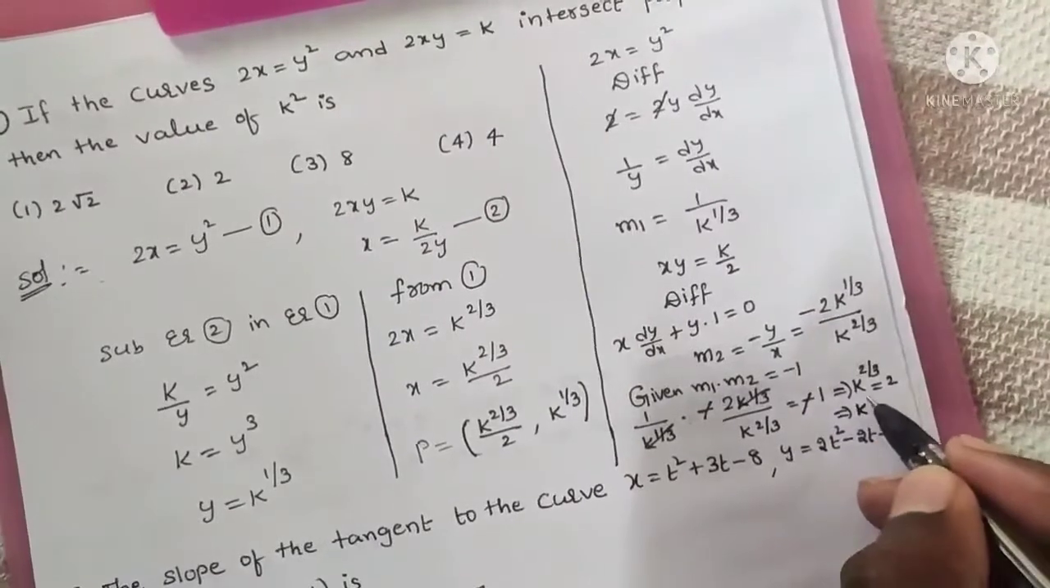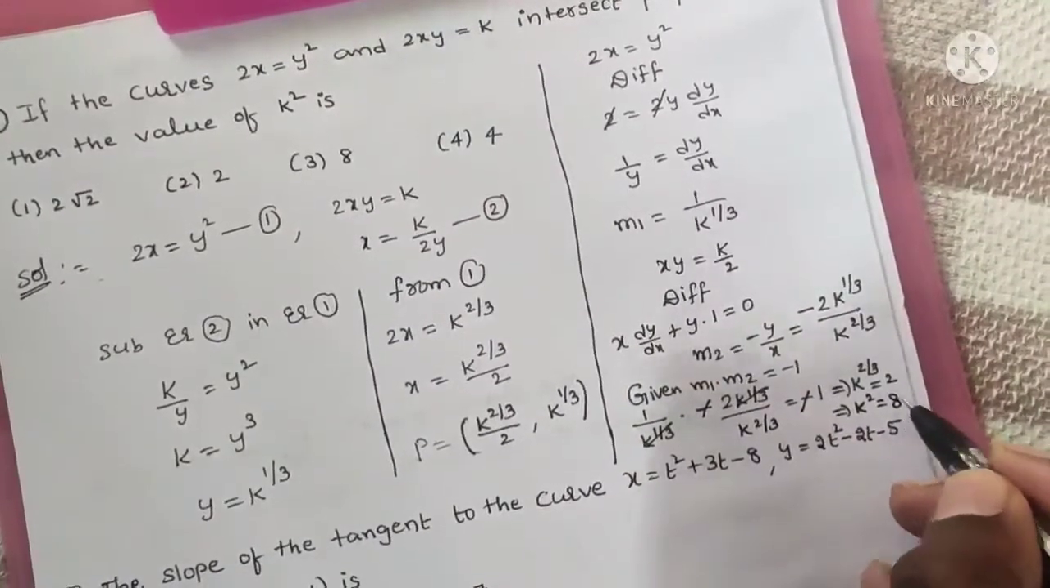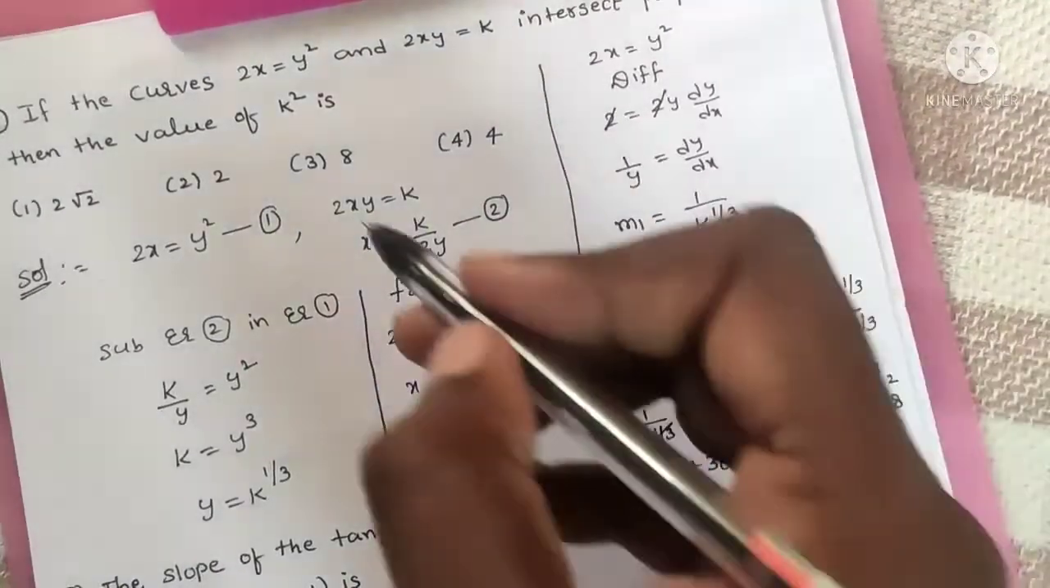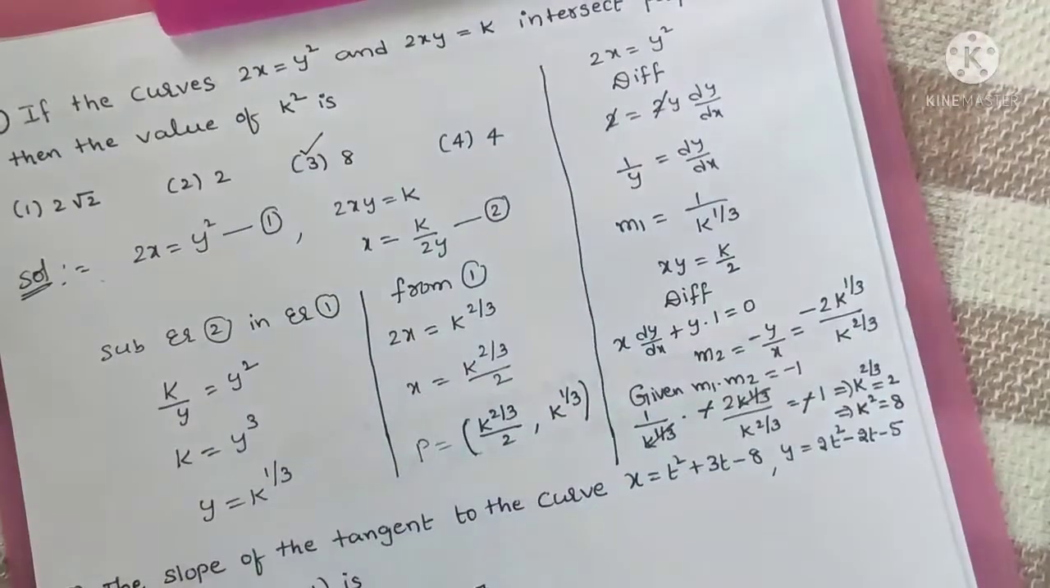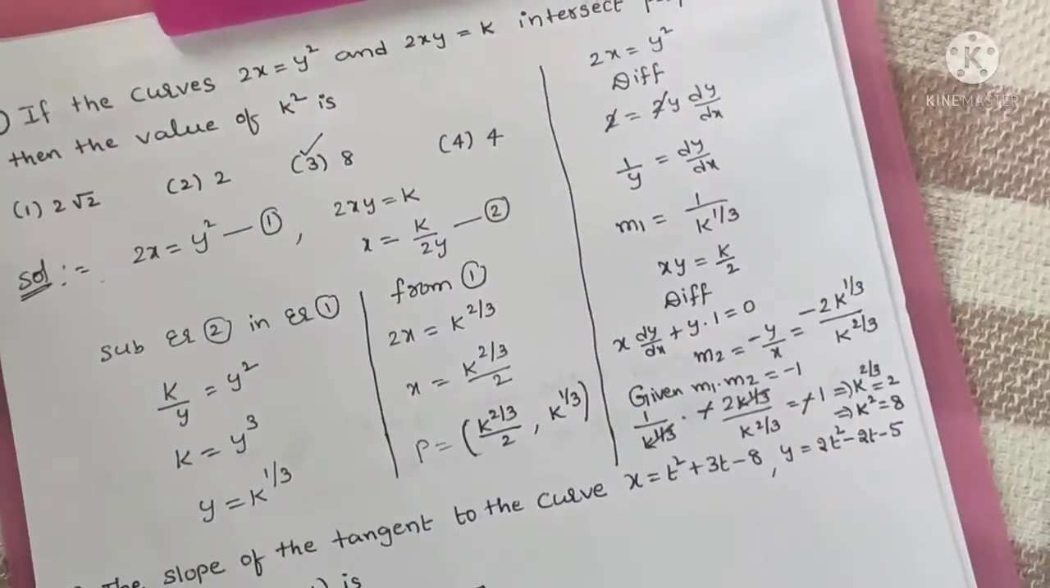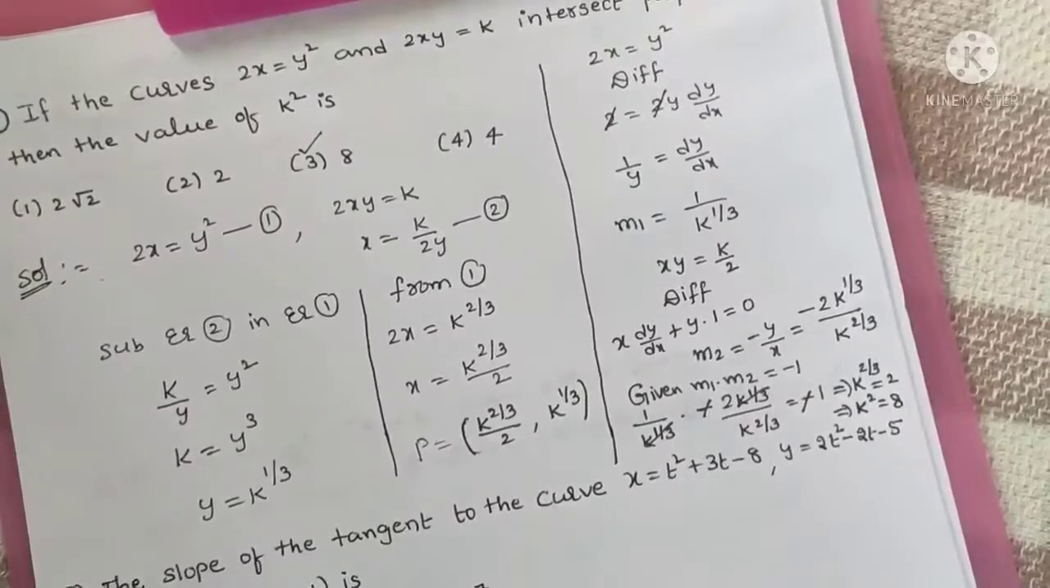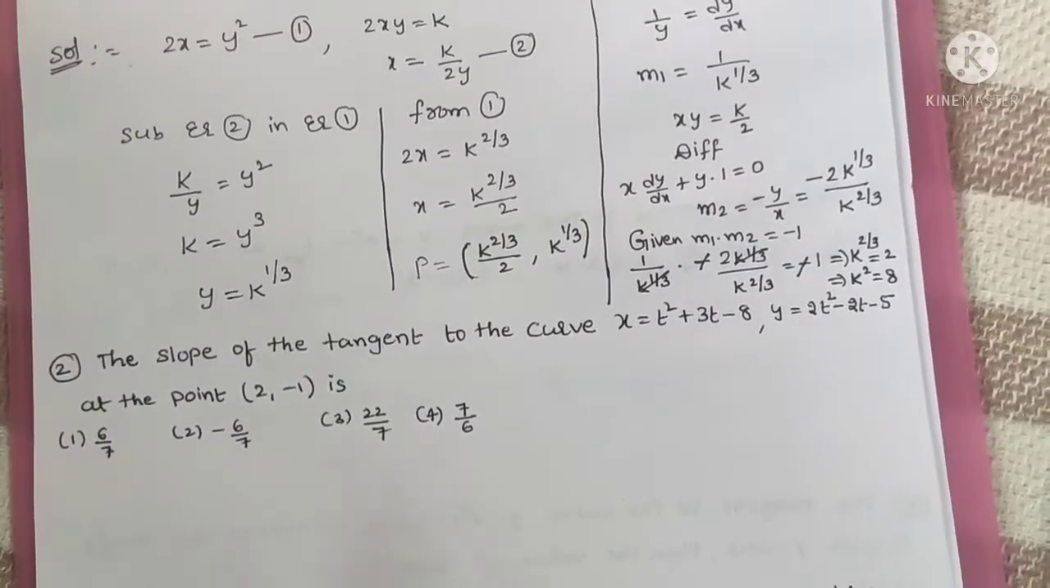Then k square is equal to 2 cube. The answer will be equal to 8. That is nothing but option 3, which is the correct answer for question number 1. Next we will see question number 2.